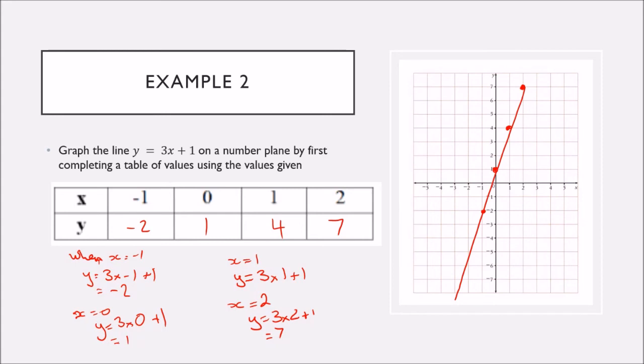And we can draw our line down. Now remember, it needs to extend a little bit beyond on either side. And it's good practice to put y equals 3x plus 1 on our line.